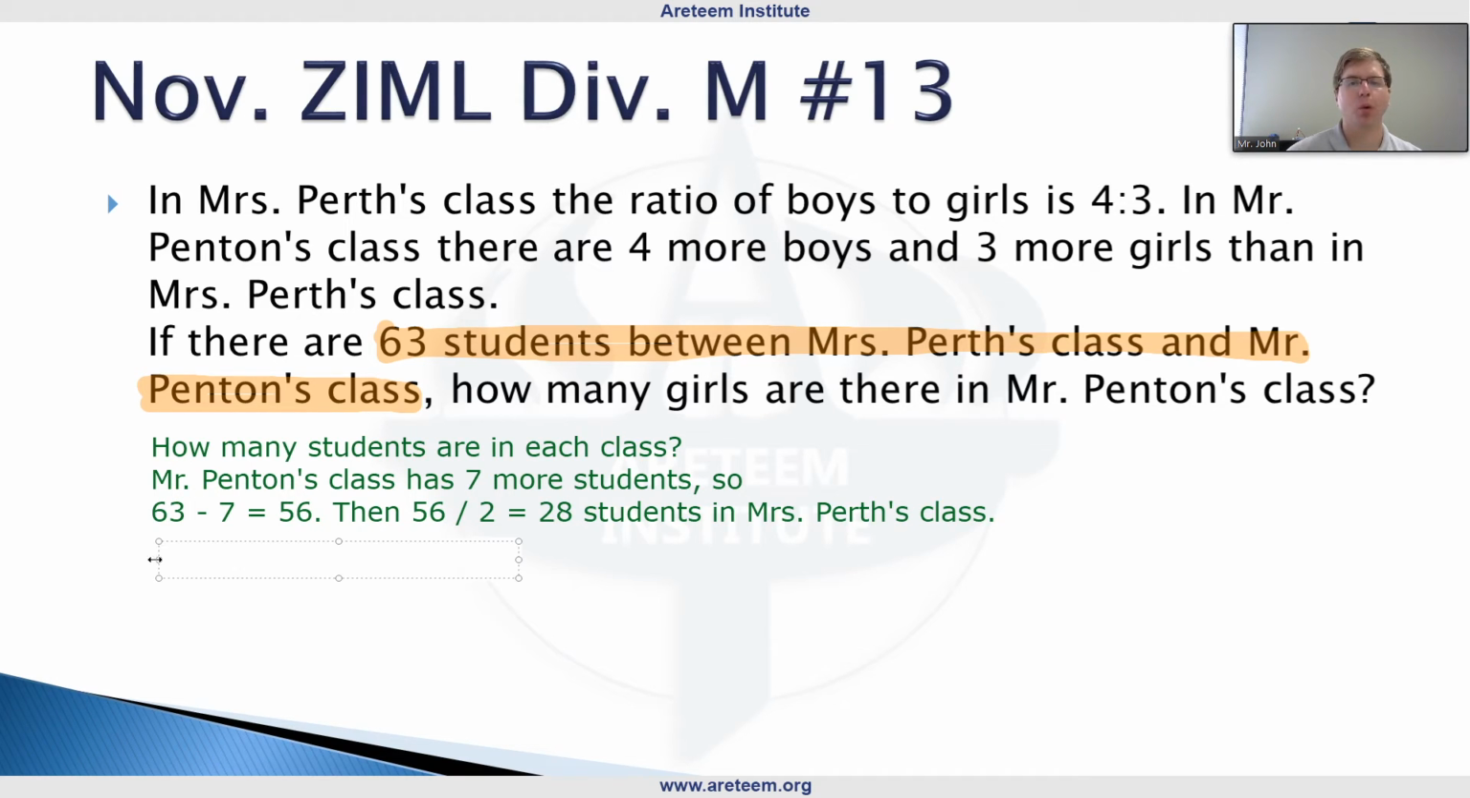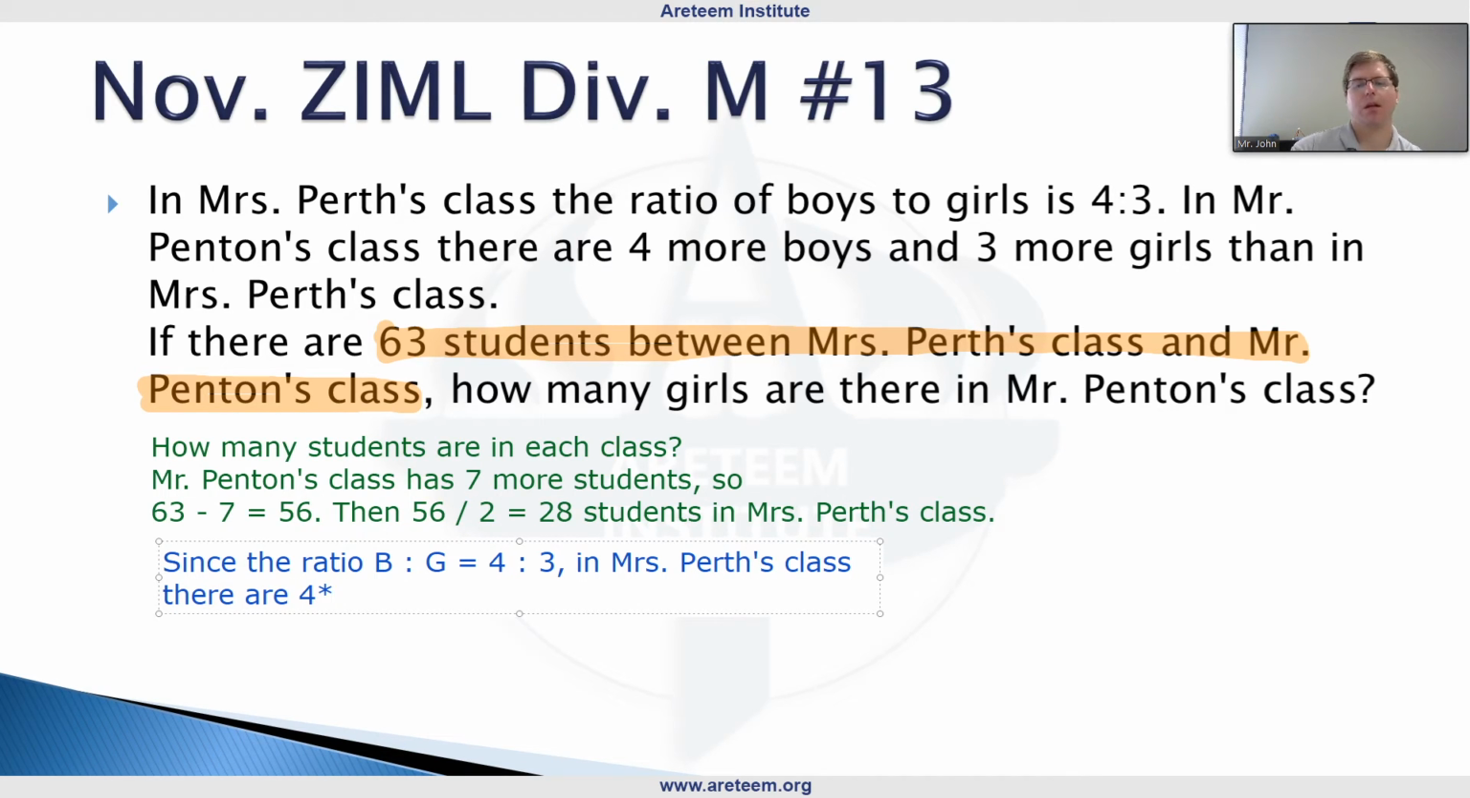Well, now we have our 4 to 3 ratio. Since the ratio of boys to girls is 4 to 3 in Mrs. Perth's class, we know how to do this. So there are 12 girls and 16 boys in Mrs. Perth's class. That's how we could go about finding Mrs. Perth's class. And once you have Mrs. Perth's class, this is easy, in the sense that we now just add the numbers from there.